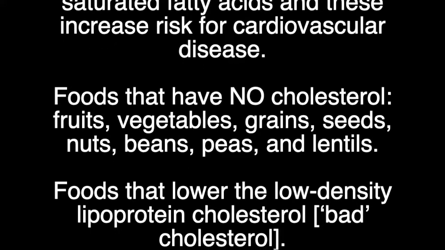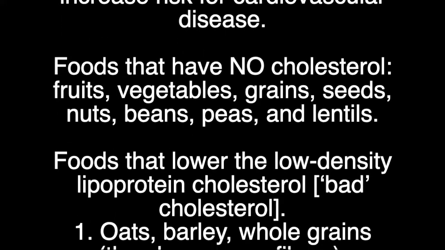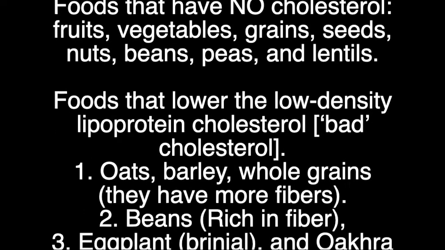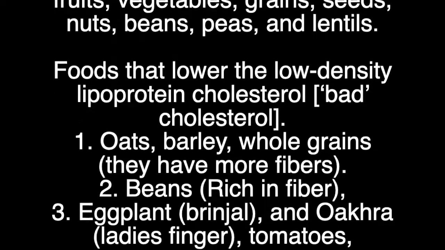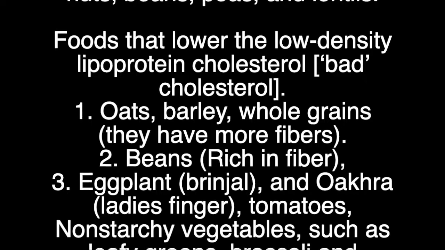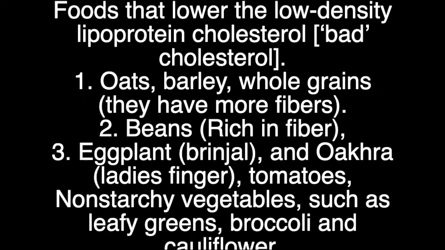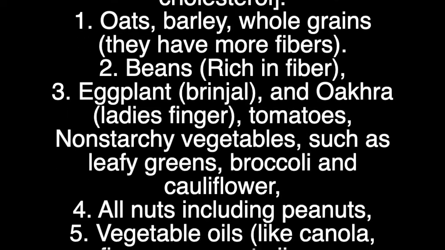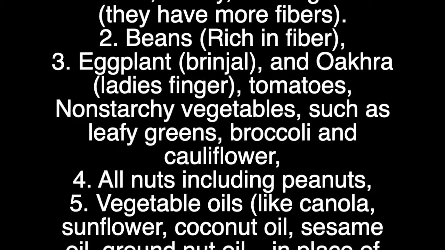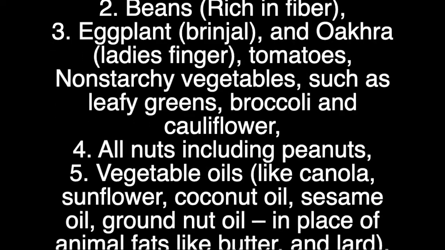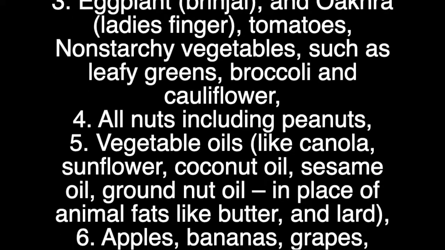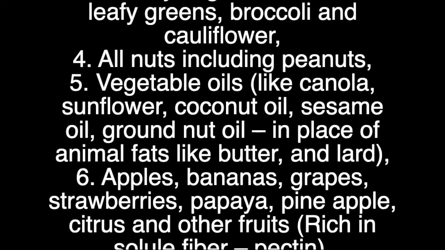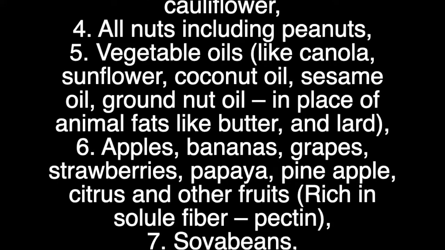Foods that lower the low density lipoprotein cholesterol, that is bad cholesterol, are oats, barley, whole grains, they have more fibers. Beans is also rich in fiber. Eggplant, that is brinjal, and okra, that is lady's finger, tomatoes, non-starchy vegetables such as leafy greens, broccoli and cauliflower, all nuts including peanuts, vegetable oils like canola, sunflower, coconut oil, sesame oil, groundnut oil in place of animal fats like butter and lard.